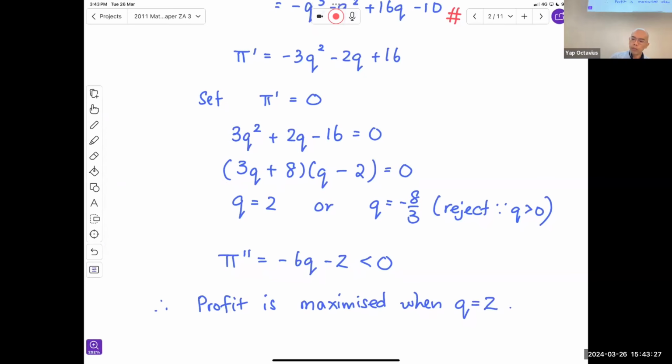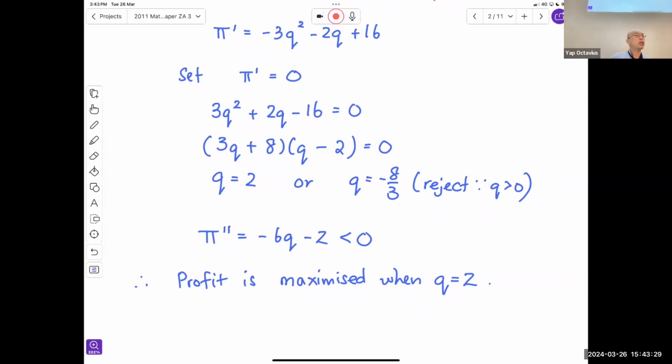So up to this part, any question? This is fairly routine. It tests your knowledge of cost functions. So all the various cost functions that you need to know. So up to this part is fairly routine. Now the not so routine part is they ask you to sketch the graph.